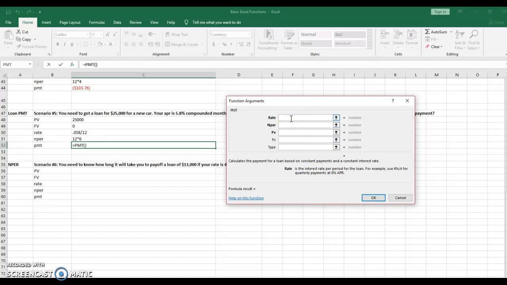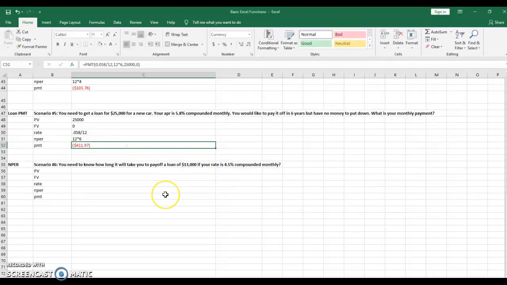Okay, so your rate is going to be 0.058 divided by 12. And NPER is going to be 12 times 6. PV is a positive 25,000. FV is 0. And so it tells you you would pay that off by making a $411.97 payment every month for the next 6 years.